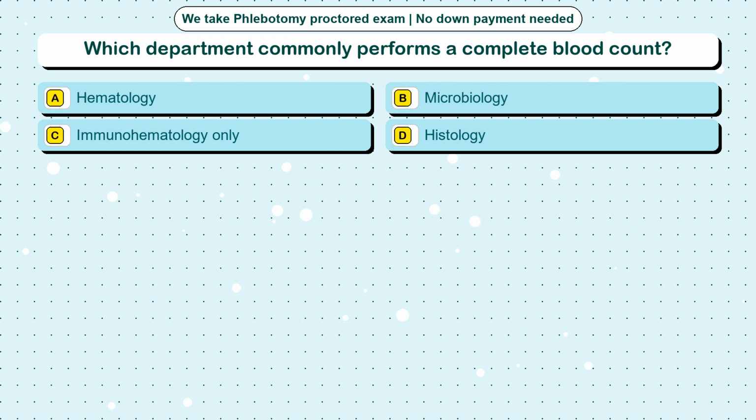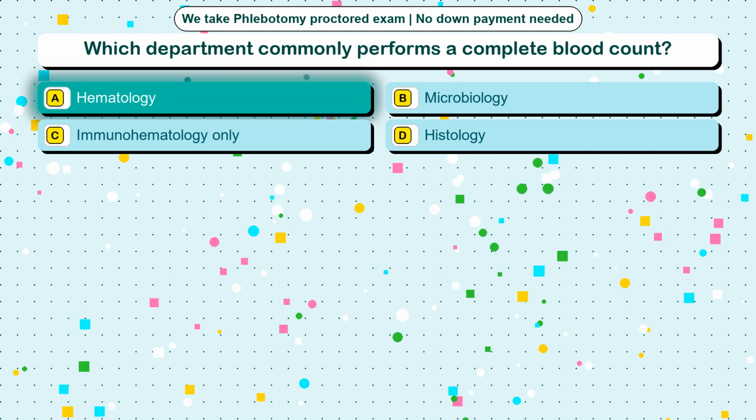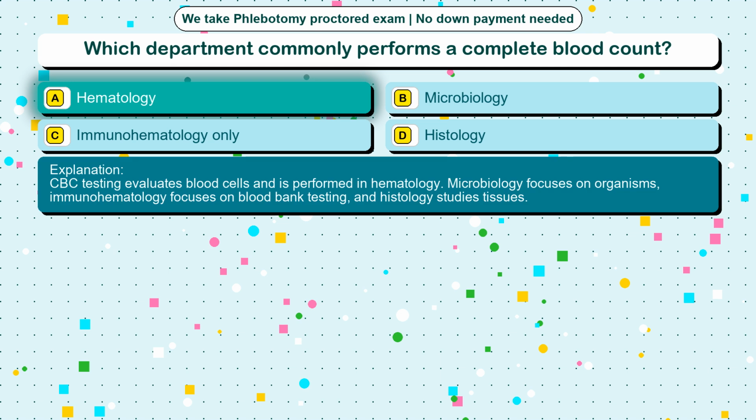Question 61. Which department commonly performs a complete blood count? Option A, hematology. Option B, microbiology. Option C, immunohematology only. Option D, histology. The correct answer is option A, hematology. CBC testing evaluates blood cells and is performed in hematology. Microbiology focuses on organisms, immunohematology focuses on blood bank testing, and histology studies tissues.